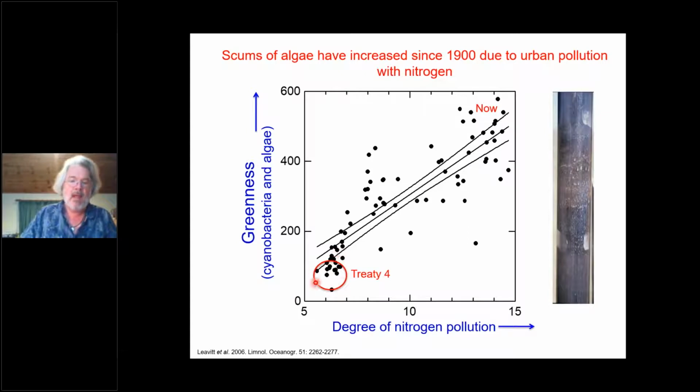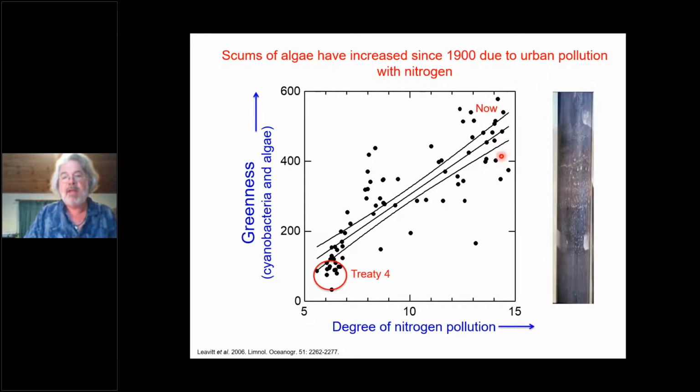It's noisy, but at the start of the record, some 200 years ago, before Treaty 4, you had the least amount of pollution and the least amount of greenness. And then as the pollution has increased, you've generally tracked upward until now you've got the maximum amount of pollution and the maximum amount of greenness.